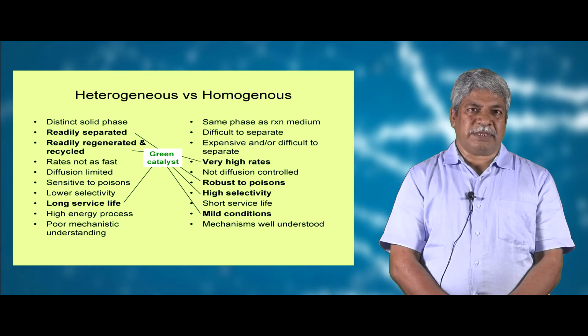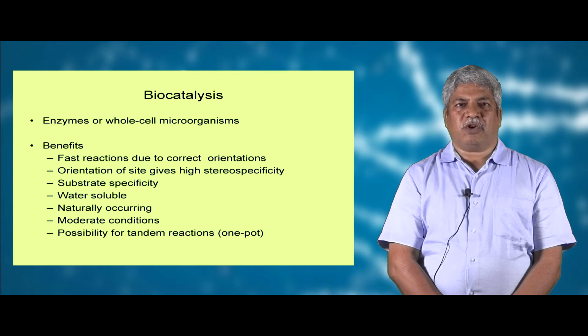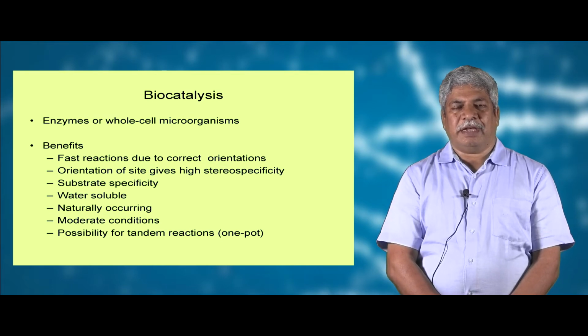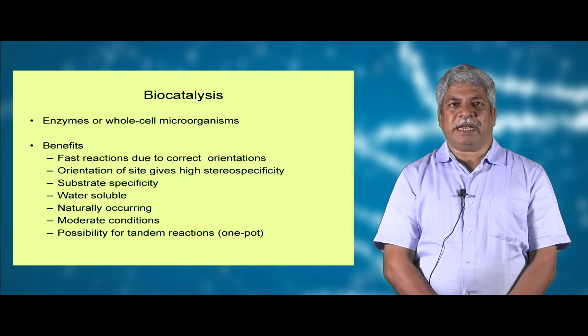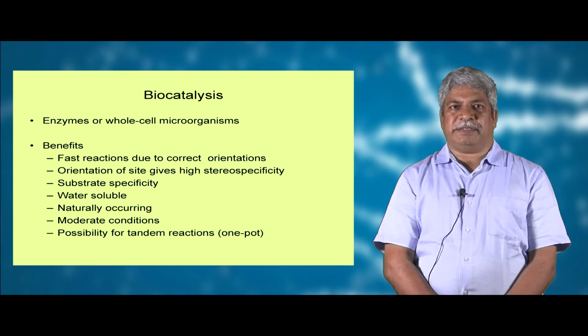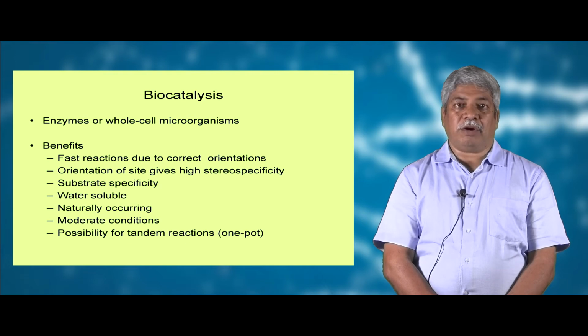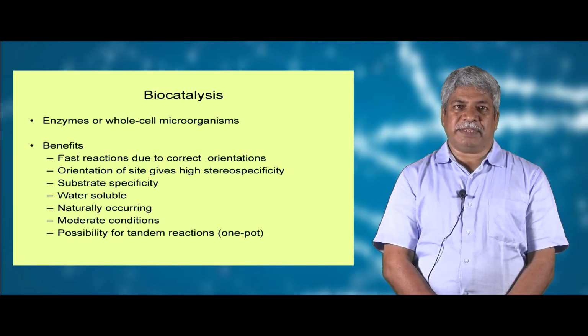So, let us combine all these things, and if we can find some catalysts, they will be termed as green catalysts. Then let us see one more type of catalysis, which is called biocatalysis, where the biological molecules are used as catalysts. These catalysts may be enzymes or whole cell microorganisms. Here we have a lot of benefits. First one, the reactions will be very fast. That is due to the correct orientation of the enzymes towards the reactant molecules.